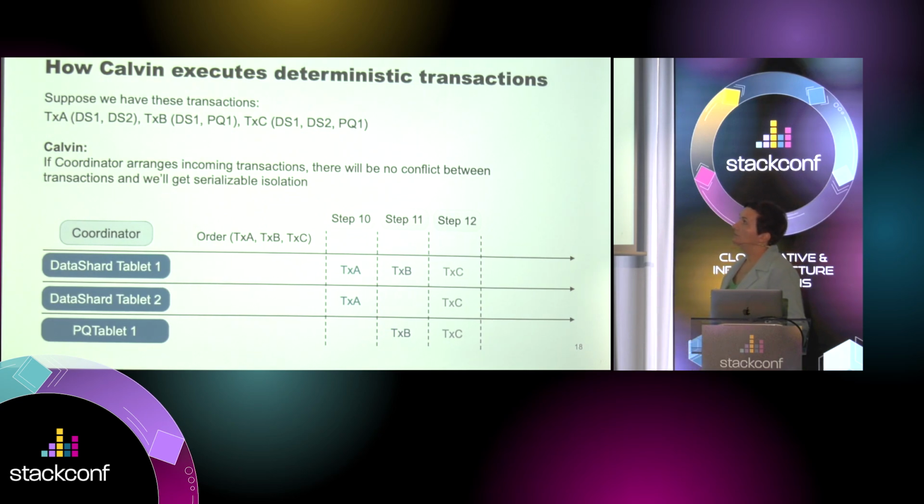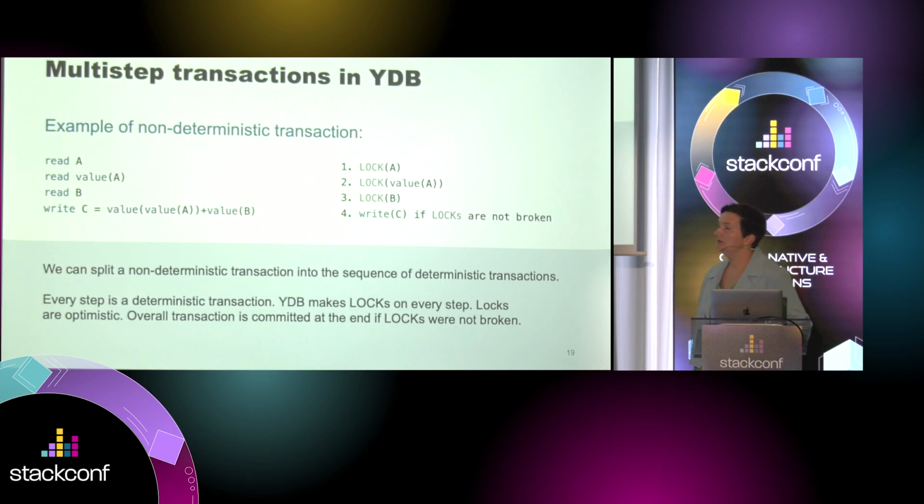But what should we do if a transaction is not deterministic? So if we don't know all keys at the beginning of the transaction. YDB can split a non-deterministic transaction into a sequence of deterministic transactions. And YDB makes locks on every step. Locks are optimistic, and the overall transaction is committed at the end if locks were not broken.